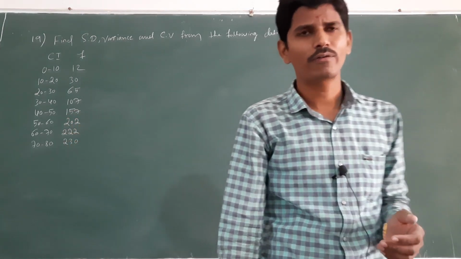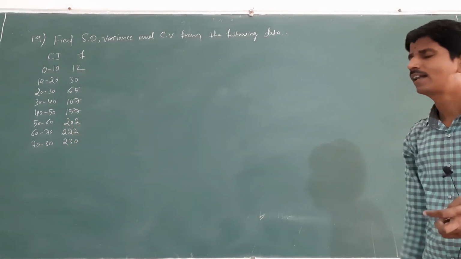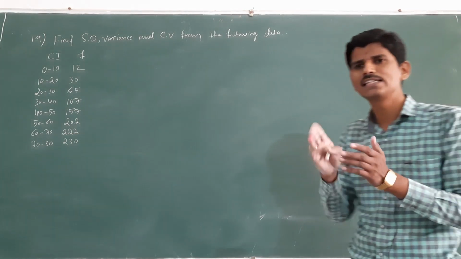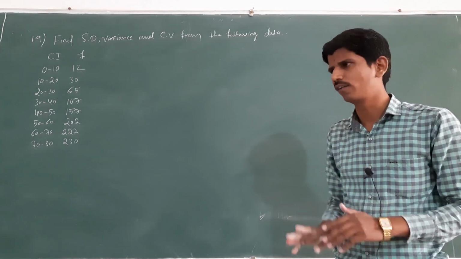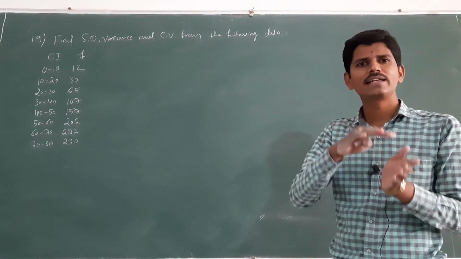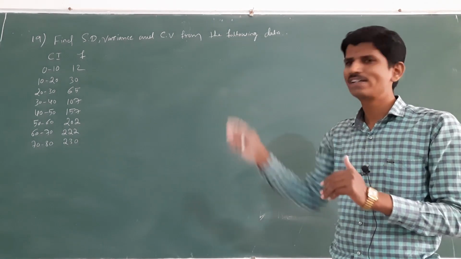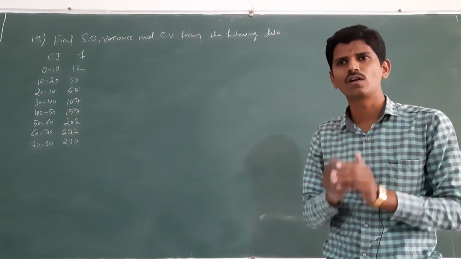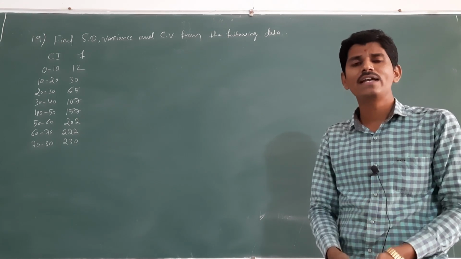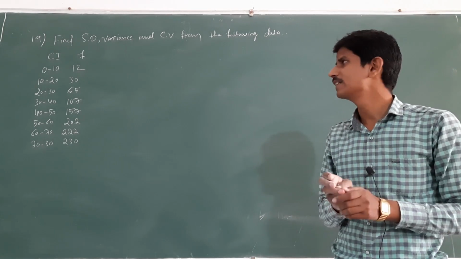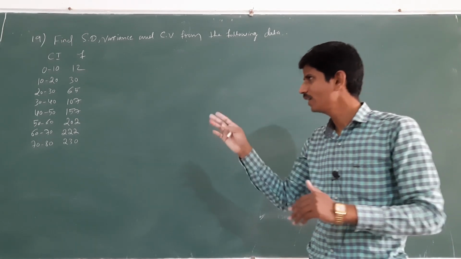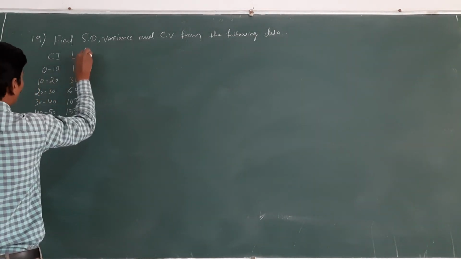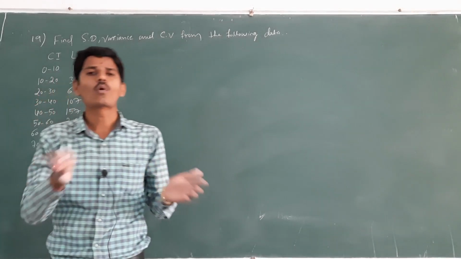Here these are not frequencies, these are LCF, because all the values are in increasing order. Frequencies are not always in increasing or decreasing order. Here they have given LCF. Less than cumulative frequencies are always in increasing order, more than cumulative frequencies are always in decreasing order, and frequencies can be increasing or decreasing. These are the LCF values, less than cumulative frequencies. They should be converted into frequencies.